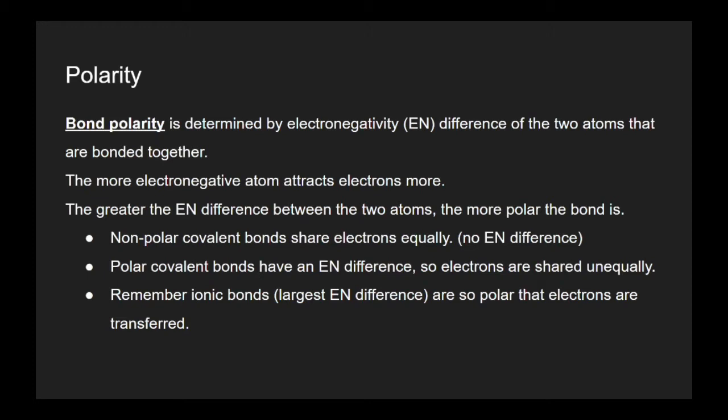So our nonpolar covalent bonds are going to share electrons equally, so there is going to be no electronegative difference. Our polar covalent bonds, though, do have an electronegative difference, so our electrons are going to be shared unequally. And this is what causes them to be polar, that unequal sharing of electrons. And then our ionic bonds are going to be so polar that electrons are just transferred.